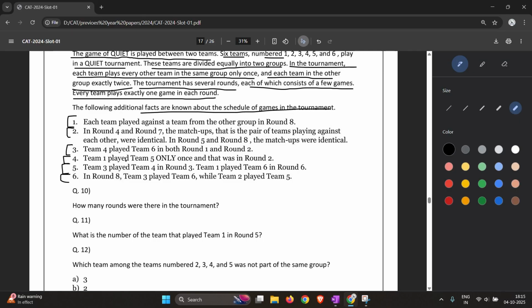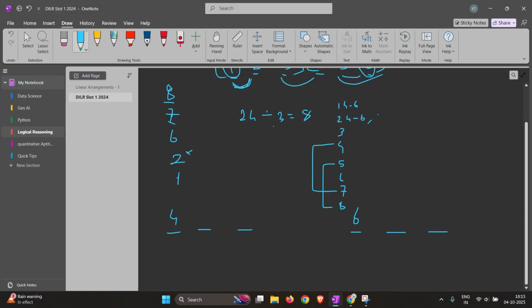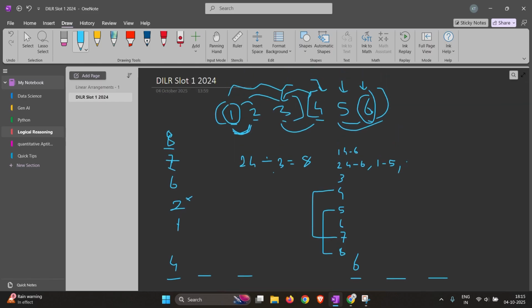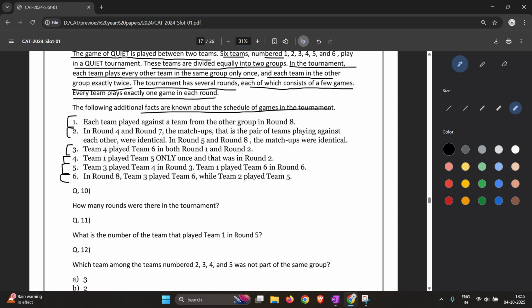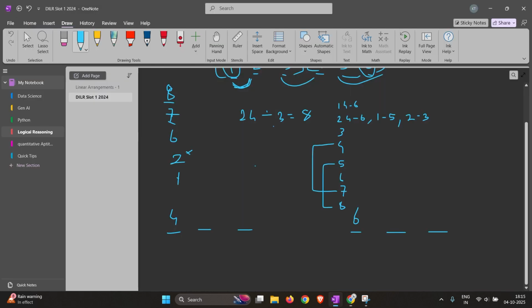Now, Team 1 played Team 5 only once, and that was in round 2. So in round 2, 1 played 5. Now we also know that 2 played 3 in round 2, because that is the only pair left. And we also know that 1 and 5 are in the same team because they only played once. They can be here as well, they can be here as well. We don't know that yet.